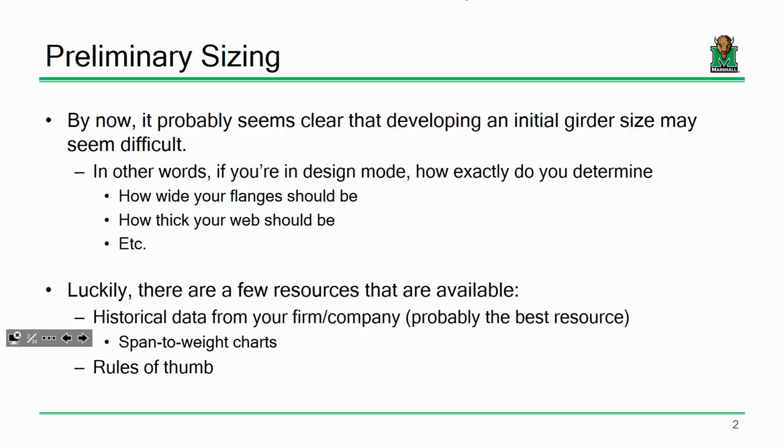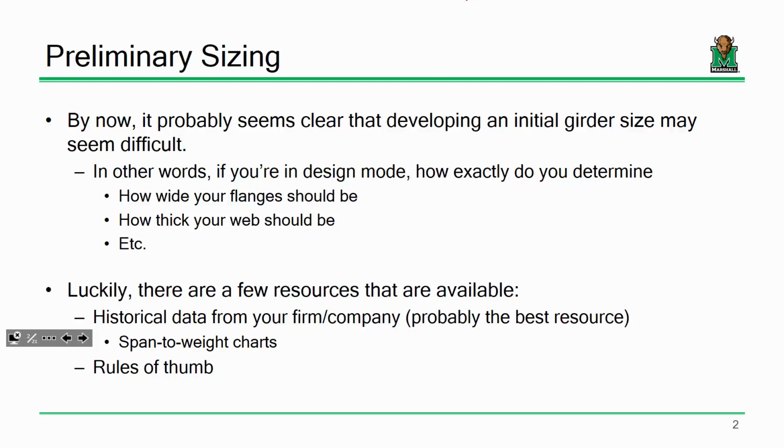Now, luckily, there's a few resources that are available. One of the most valuable resources, and I believe it's probably the most valuable, is when you get out of here, you're hopefully going to get a job, and if you're working at a design firm or an owner agency like a DOH or something like that, probably some of the best data that you're going to use to come up with a trial size is where you're at, your firm, your company. If you're at the DOH, the DOH.